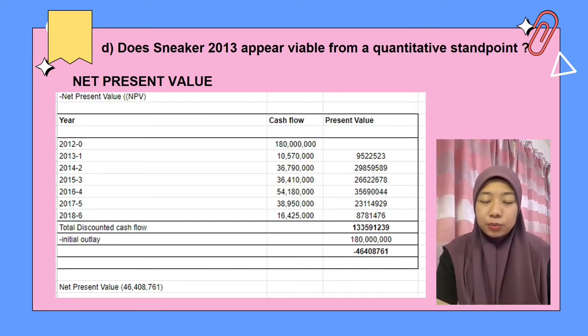Next, we must calculate the net present value. To get the net present value, we must add all the total discounted cash flow from year 0 to year 6, and we got the answer 133,591,239. After that, we minus the initial outlay, and we got negative 46,408,761 for the net present value.